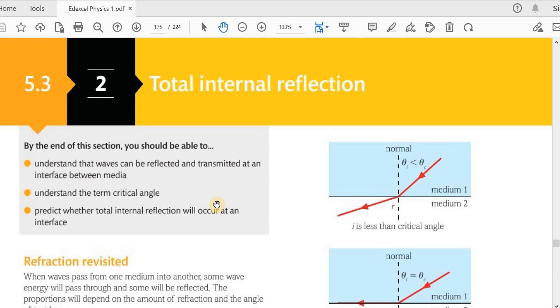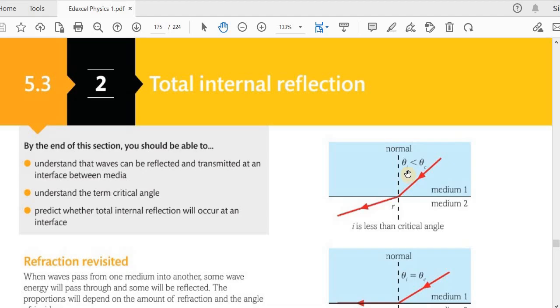Now when it comes to total internal reflection, you have to understand that when the angle of incidence is greater than the critical angle, total internal reflection occurs. So what do we mean by the critical angle? For different materials there are different critical angles. For example, if you consider this material here, let's say it's glass, it also has a certain critical angle.